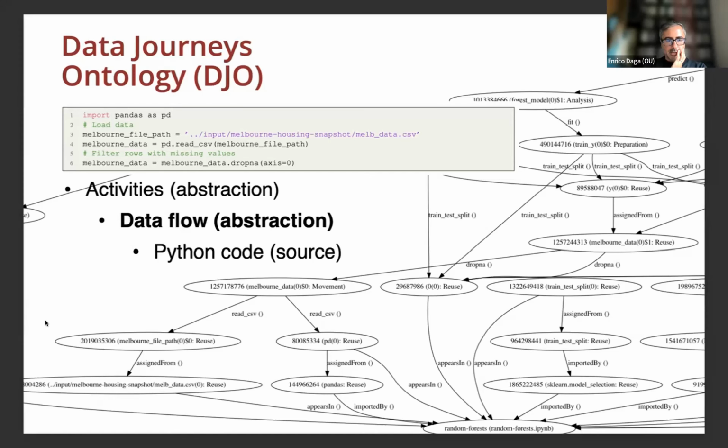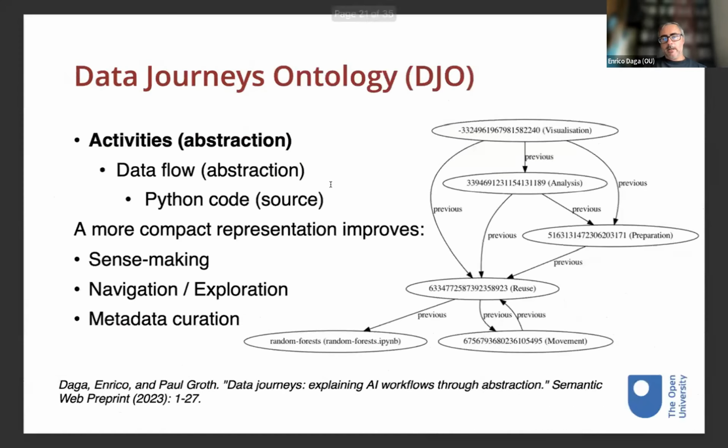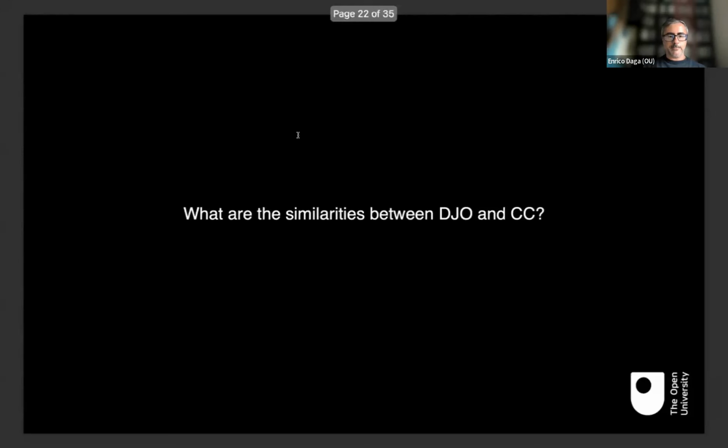quite difficult to manage. This is why more abstract layers are needed, so that we can support better sense making, better navigation, exploration of these pipelines, and why not supporting some metadata curation so that these workflows maybe can be annotated to support other perspectives and larger analysis. So this, in a nutshell, is the idea of applying data journeys and making them computational. So to have computational data journeys.